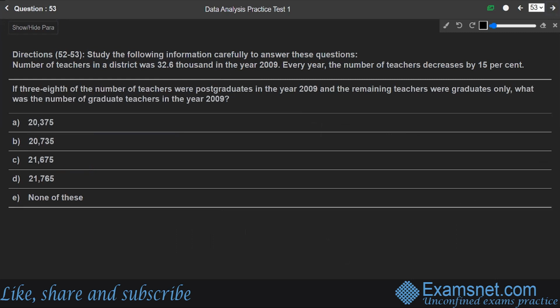Now, the same question continues. Now, he's asking if 3/8 of the number of teachers were postgraduates in the year 2009, and the remaining of the teachers were graduate only, what was the number of graduate teachers in the year 2009? So clearly we have the total number of teachers at 32,600. He is saying 3/8 of the number of teachers were postgraduate. So the postgraduate teachers were simply 3 by 8 times the total number of teachers, that is 32,600.